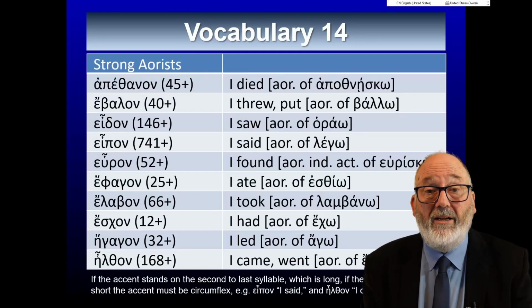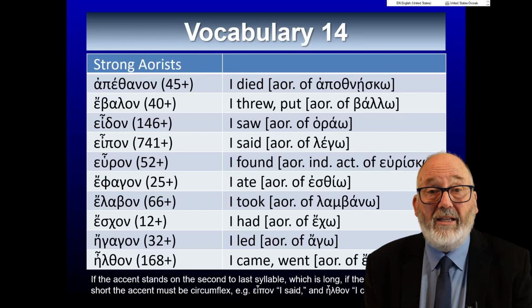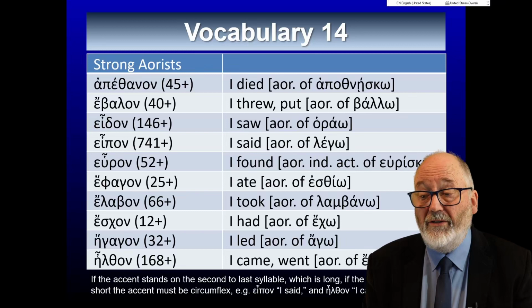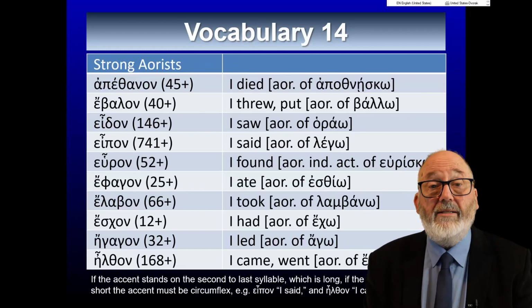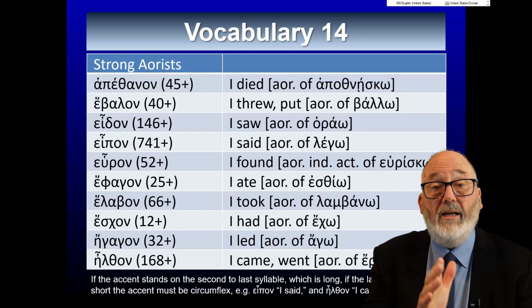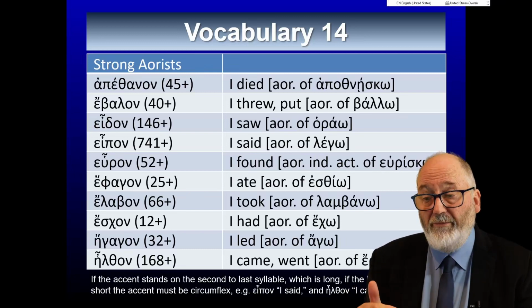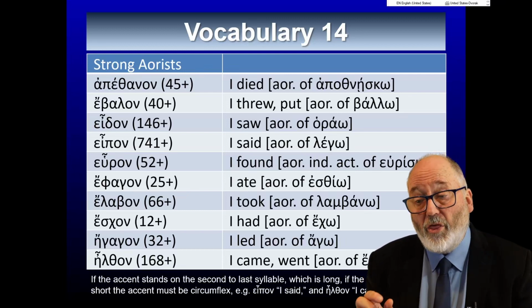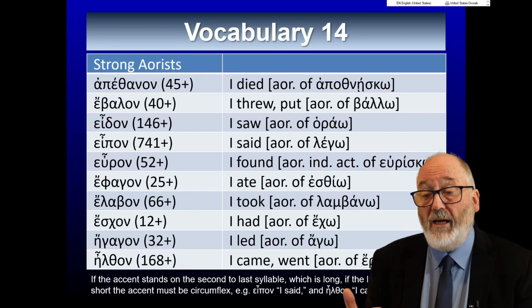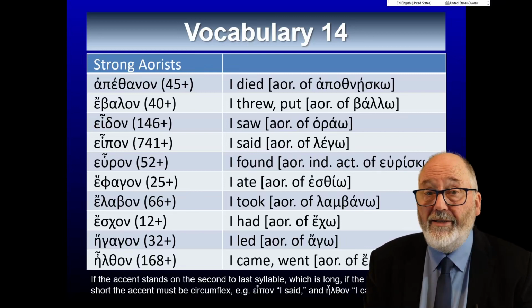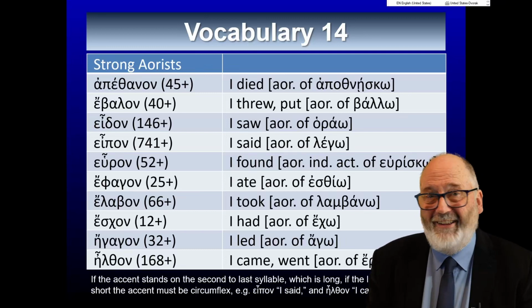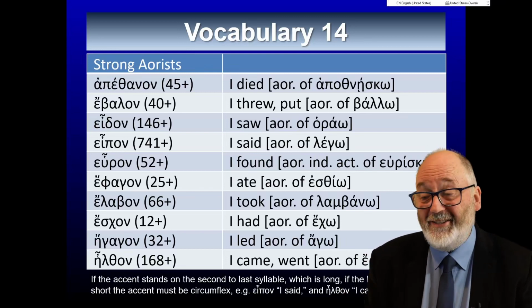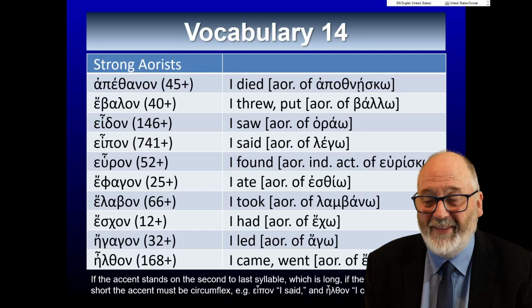So here is a list of strong aorists that are found in the Greek New Testament. Apothenon is the strong aorist of apothnesko. Apothnesko means I die. Apothenon means I died. Ballo means I throw. Eballon means I threw. Horeo means I see. Eidon means I saw. Hey, that's irregular in English as well, so we can't blame it for being irregular in Greek because these are words that are used quite often, aren't they?